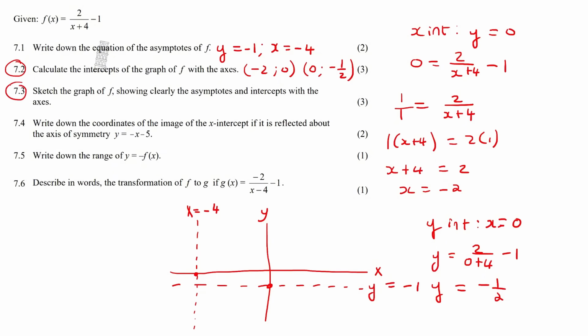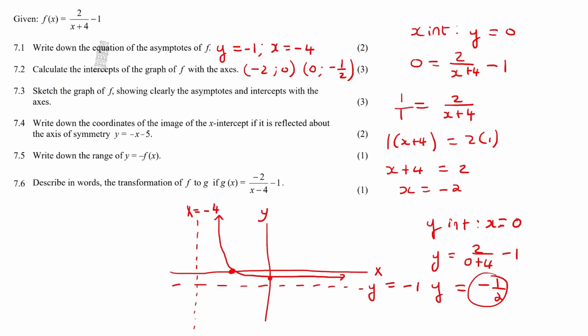7.3 says sketch the graph. Well, I've already got the asymptotes in. So the x-intercept is going to be -2. If this is -4, then -2 would be over there. And then let's just get rid of these little dots over here. And y is -1/2. So if this dotted line is -1, then -1/2 would be somewhere there. Okay, so you're going to get a graph that's going to go something like that.